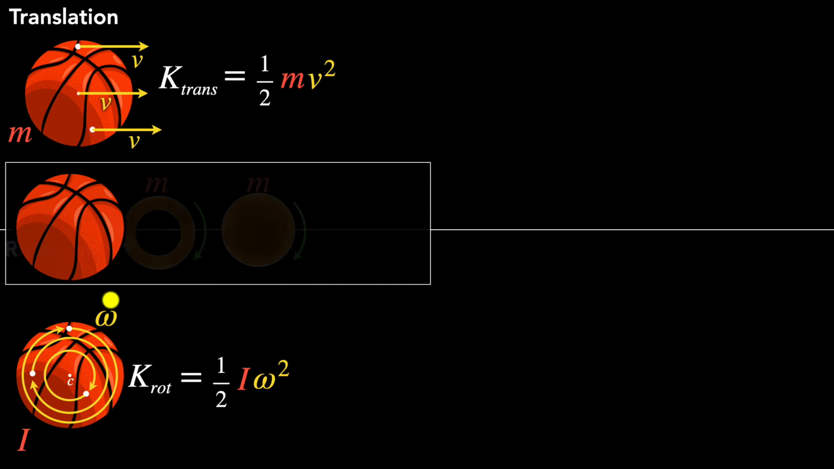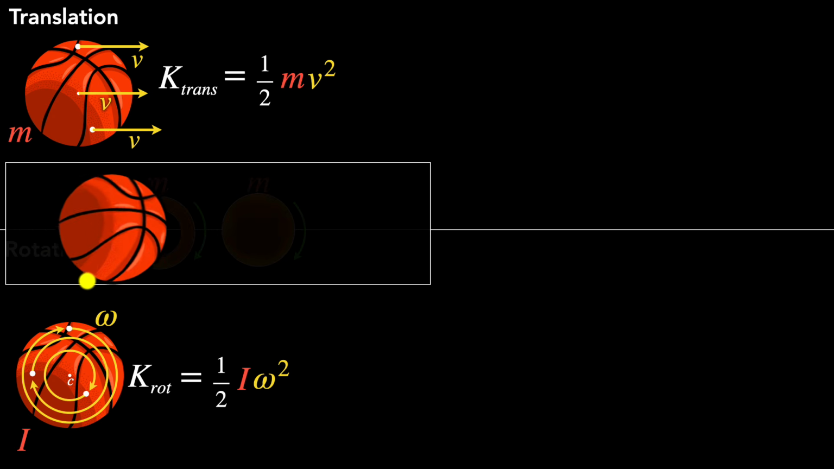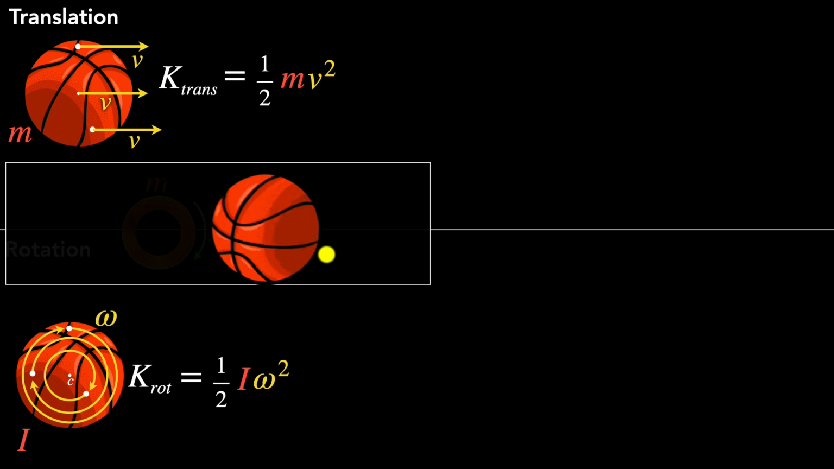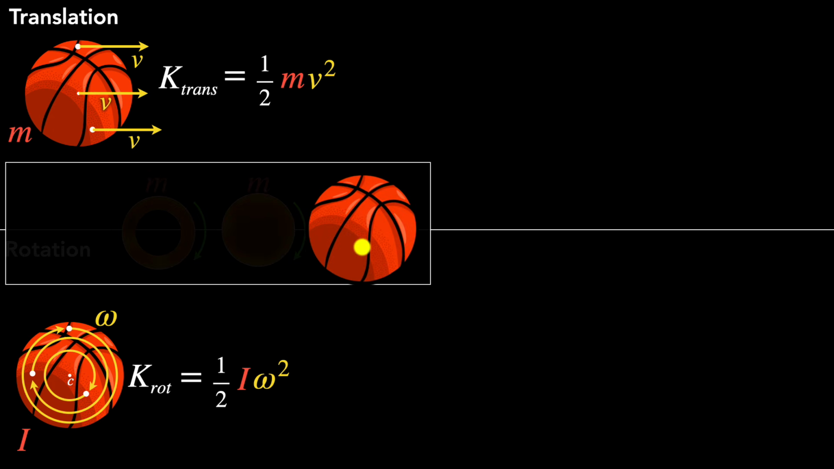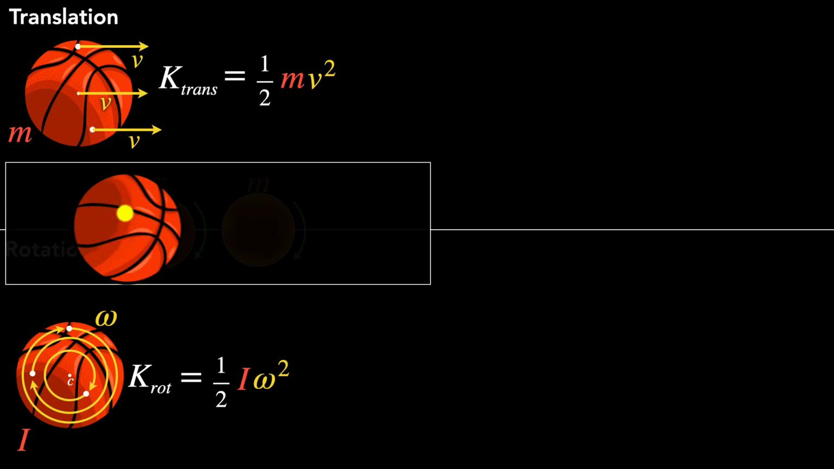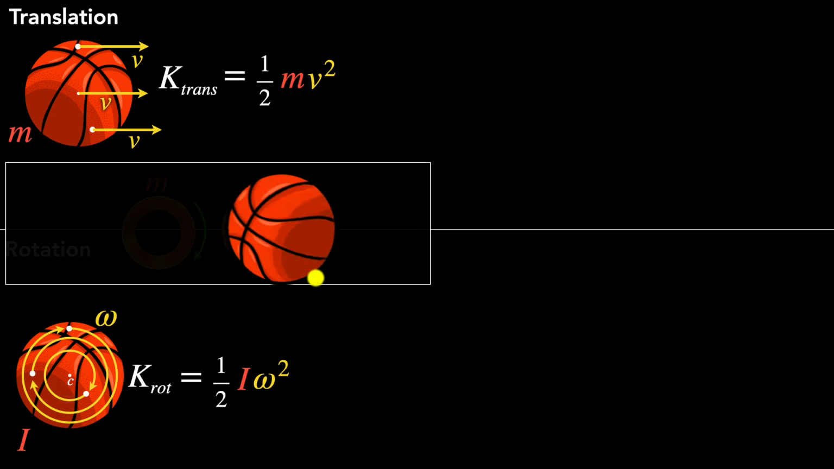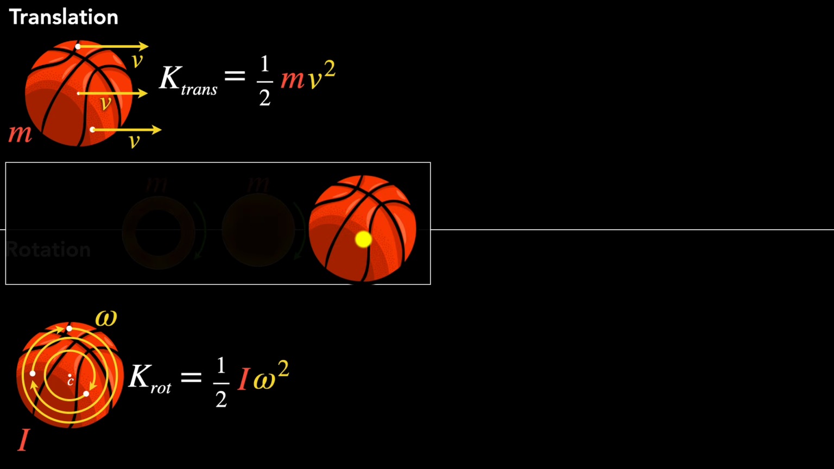All right, what if you had an object that's doing both translation and rotation at the same time? For example, a ball that's rolling on the floor. Look, it's moving forward, it's translating, and it's spinning, it's rotating as well. How do you calculate the kinetic energy of such an object? Well, now you have to add both its translational kinetic energy and the rotational kinetic energy. That'll be the total kinetic energy of such motion.